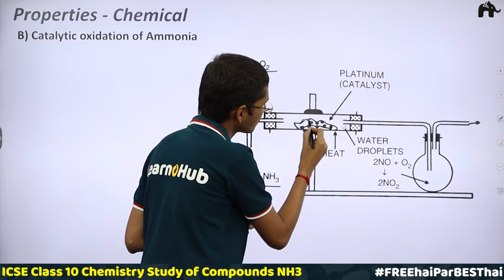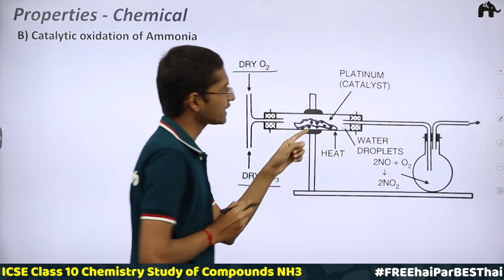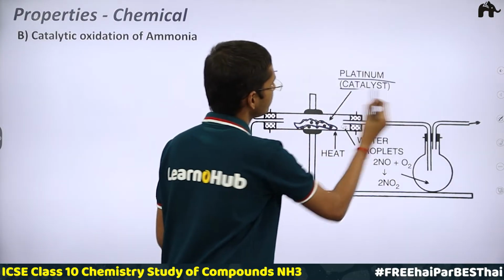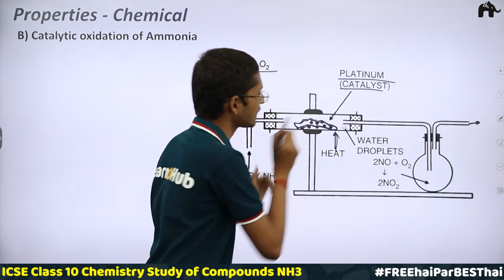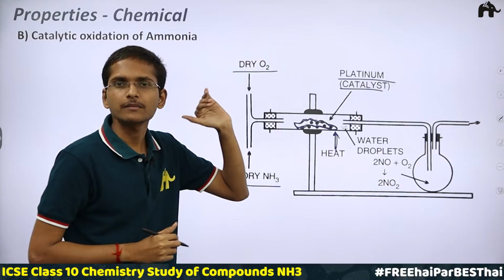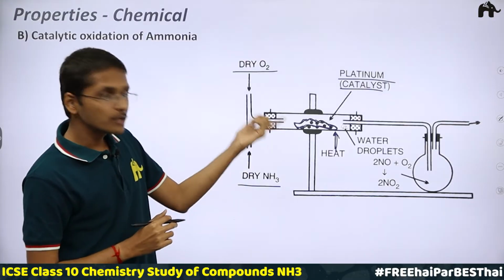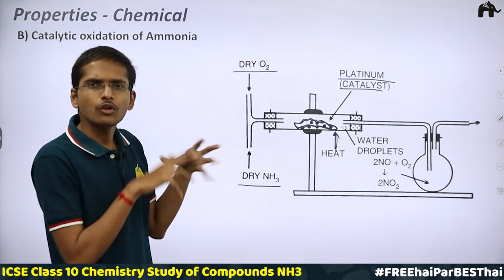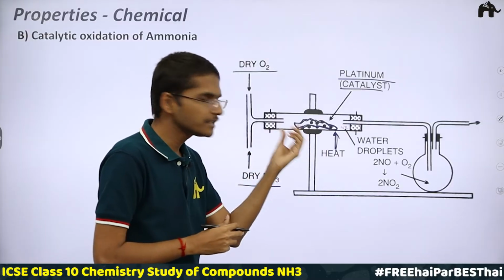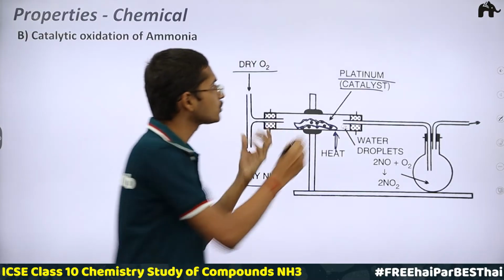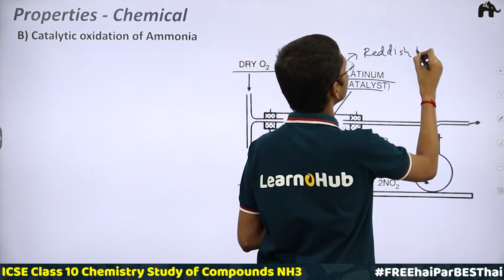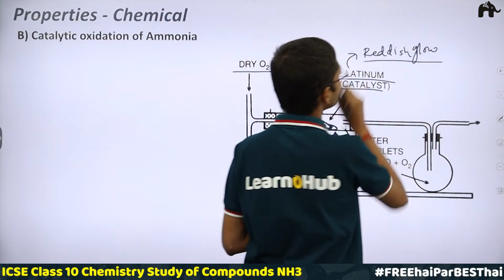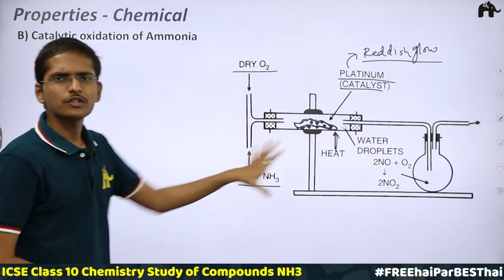You can see this platinum. This is acting as a catalyst. We are going to make these gases pass over this heated platinum catalyst. Very interesting. One more interesting thing to observe here is that when the platinum is heated, it shows a very nice reddish glow. Clear? So this is the procedure.